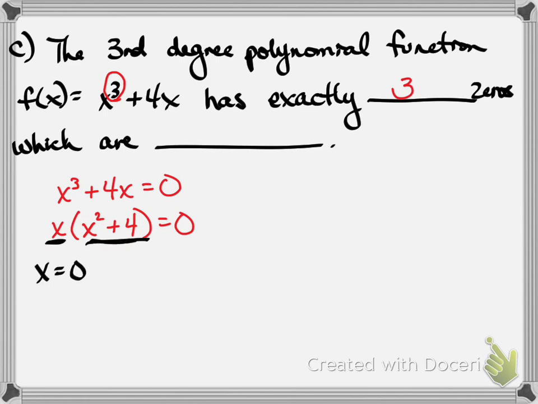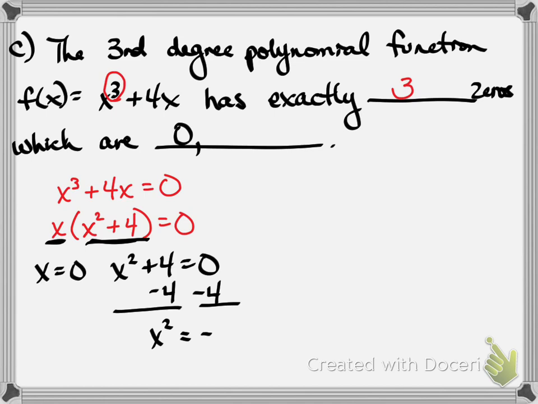So x equals 0, that's done. That's one of our zeros. And x squared plus 4 equals 0. So we can solve this. We'll minus 4 on both sides. Take the square root of both sides. And that's a perfect square, and it's negative, so it's plus or minus 2i. So we got a zero of 0, and we have a positive 2i and a negative 2i for exactly 3 zeros.